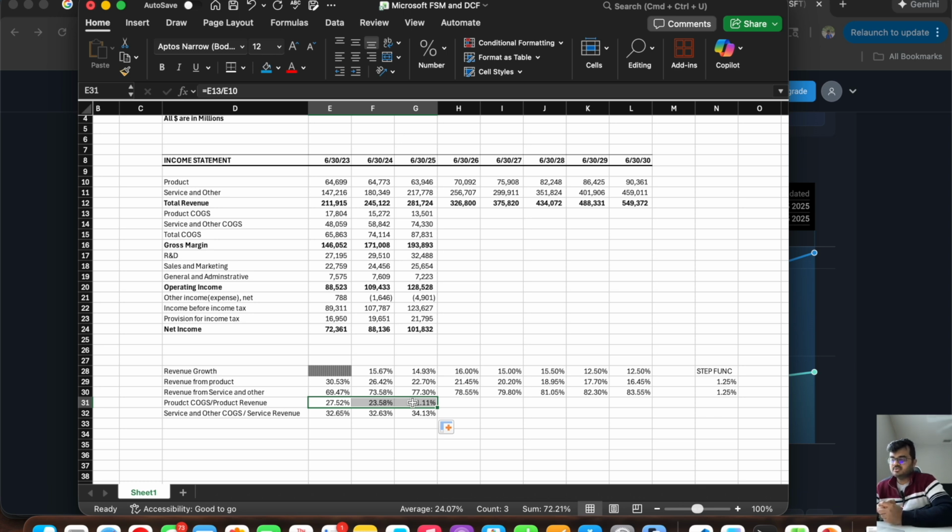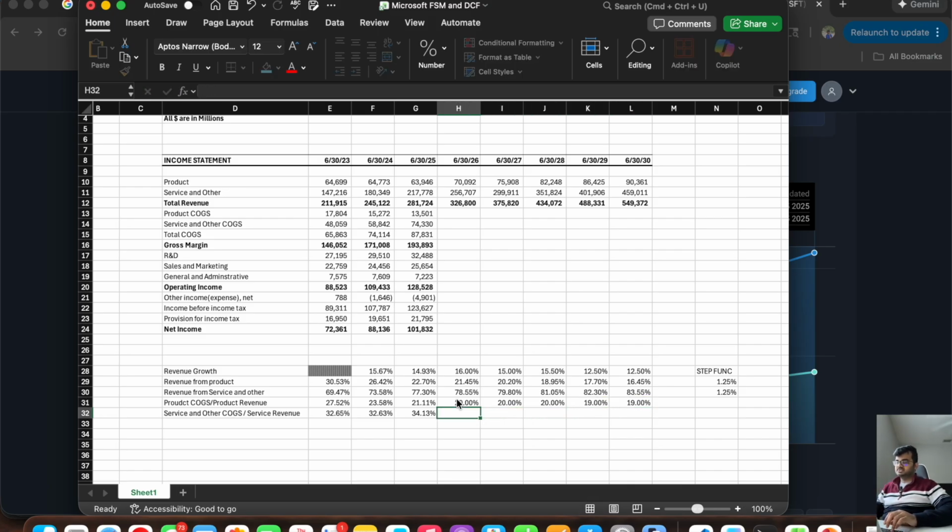I really don't know if it will go on the downside, beyond 20% as a COGS for the product in the next 5 years. On a safer side, what I'll assume is that the COGS of product for the next 3 years is 20%. Then for the last 2 years, it's 19%.